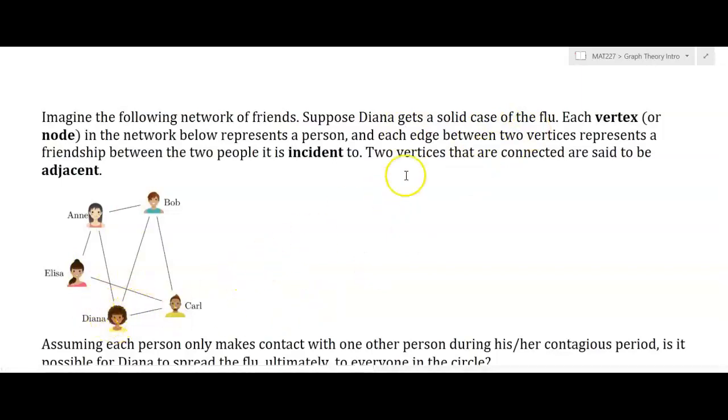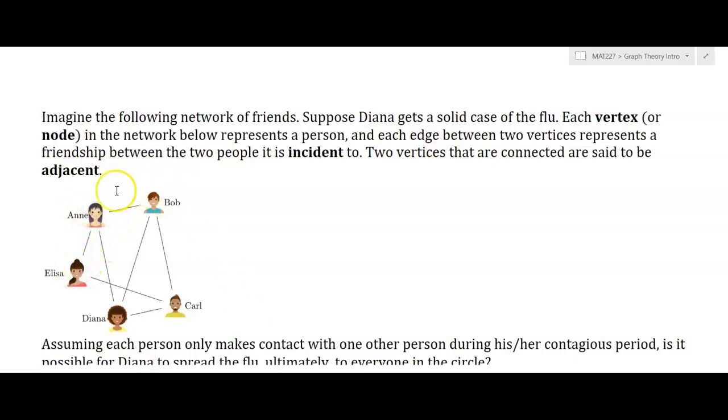So here's Diana. Each vertex or node in the network represents a person. So we have 1, 2, 3, 4, 5 vertices, or you could say you have 5 nodes in this graph, in this network. Each of these nodes represents a person, and each edge between them, so that's this straight line, represents a friendship between the two people it is incident to. So we say that an edge is incident to 2 nodes or 2 vertices. 2 vertices that are connected are said to be adjacent.